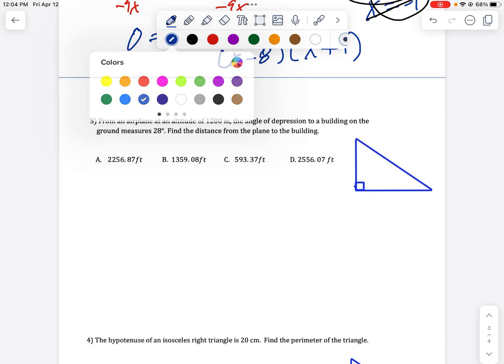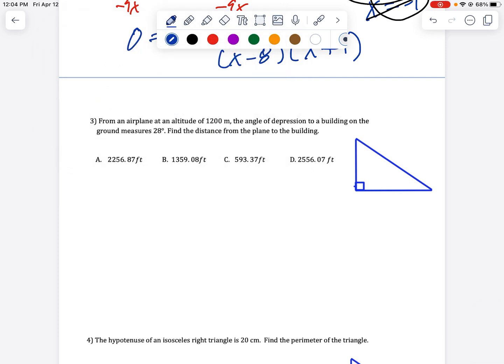Okay, this next one comes to us from chapter 9. This is the second part, our trig chapter. An airplane, here's our airplane, flying at an altitude of 1,200 meters. The angle of depression to a building on the ground is 28 degrees. So remember, angle of depression goes here. But that also makes this 28 degrees. So then I have to find x, the distance from the plane to the building.